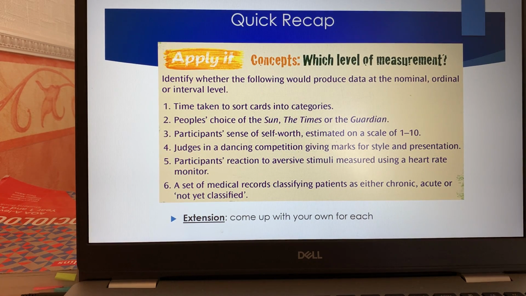So here's a quick recap for you to practice which level of measurement. Here are 6 little stems, scenarios. Pause this now and pick out which type of data these would produce. And then the next slide has the answers. Don't cheat because you need to know this. You need to practice picking out types of data. I told you there's a lot of practice in this section. The more you practice, the better. So pause this and then come back.